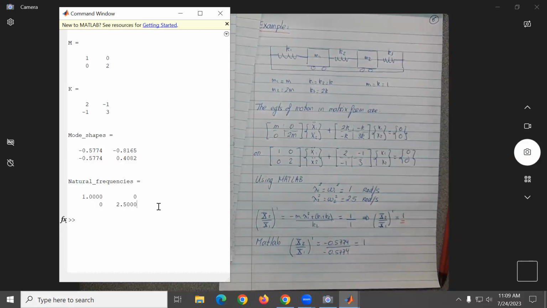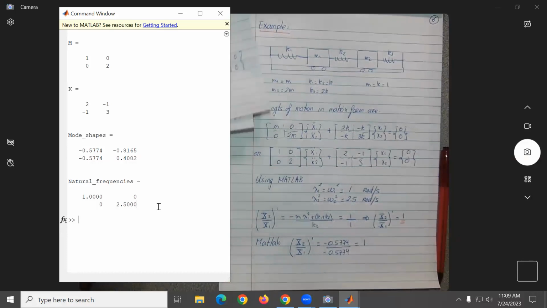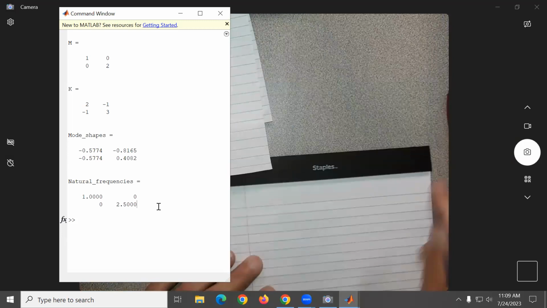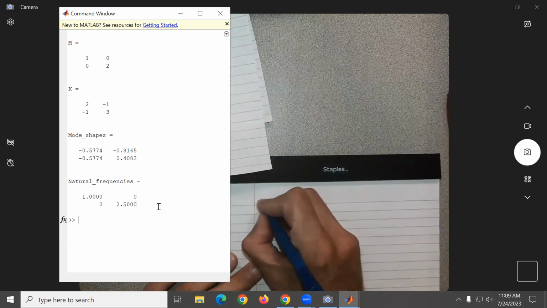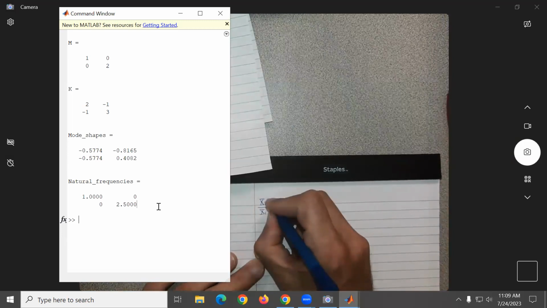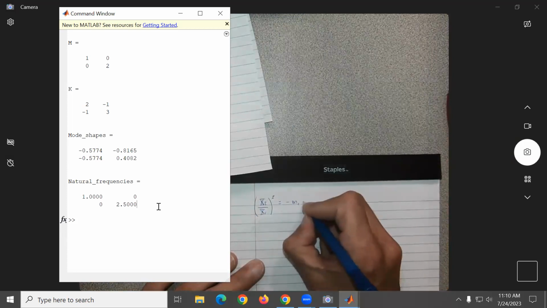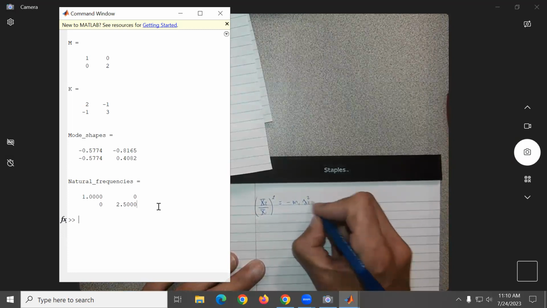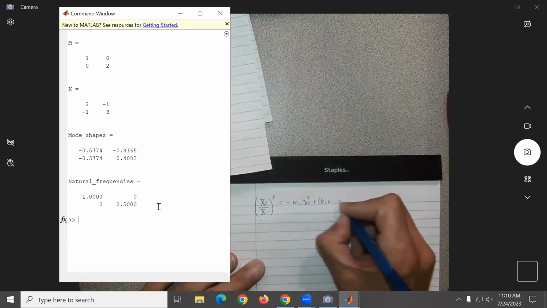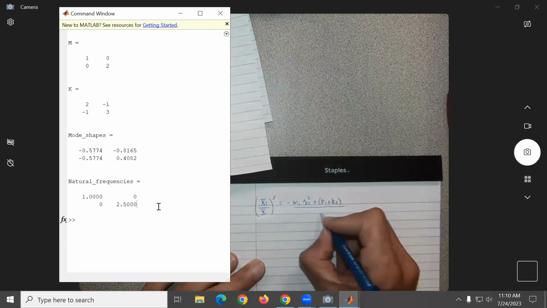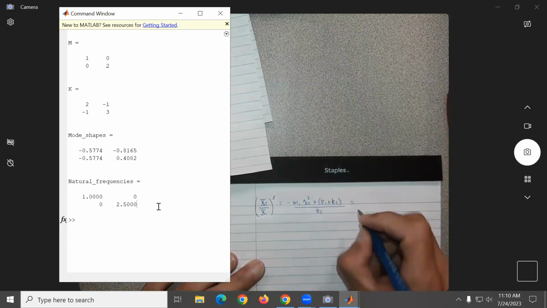Okay, so maybe we have time. Let's see if we can do the second one, no? All right, second one, we might need a bit more of math. I'm gonna need your help here, probably, or you can do it faster than me. So let's say from math, we have that x2 over x1 for our second mode is equal to what? Minus m1 lambda 2 squared plus k1 plus k2 divided by k2, no?